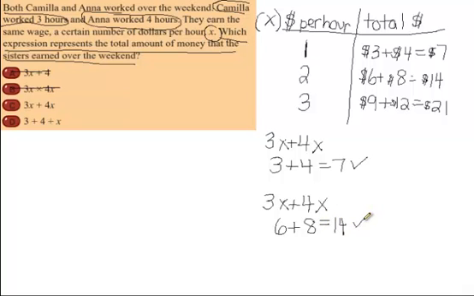And let's not take any shortcuts. Let's just try it for one more. If it works for all of them, I think we're good. 3x plus 4x. Is that the expression? If x equals 3, I want to get 21. 3 times 3, that's 9. Plus 4 times 3, that's 12. Yeah, buddy. 21, 21. I think I've found my expression.